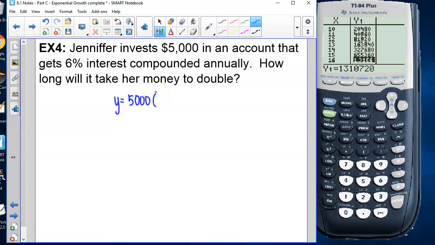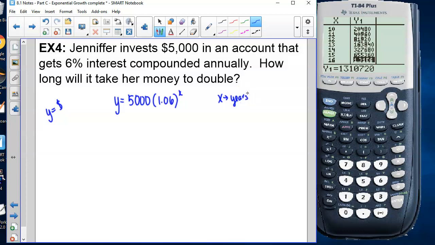Not 0.6. 1.06 to the x power, right? Y is our money. What does X stand for here? We're compounded annually. Annually means X is going to be years.